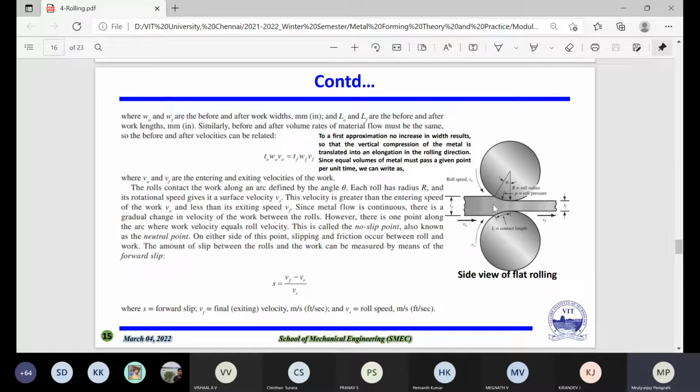And the moment you are pressing, you are generating some friction there. But on the other side, of course, you will find some friction there, but this material flow will be a little different; there is some gap here. So both velocities will be different there, and this difference is known as the no slip point, also known as the neutral point.